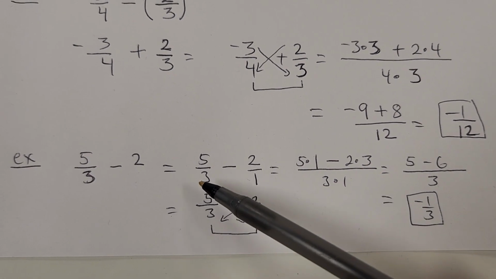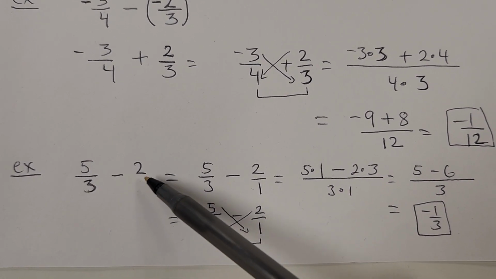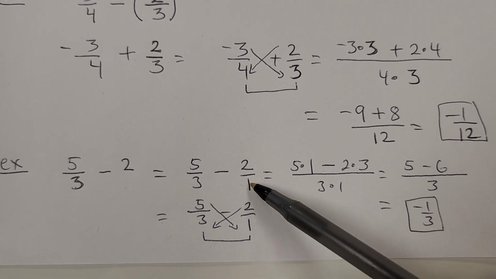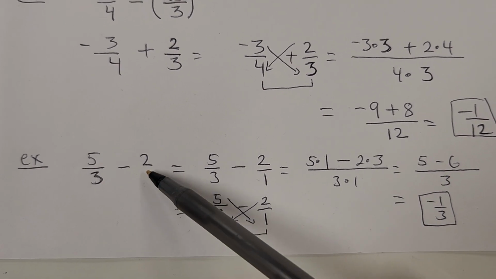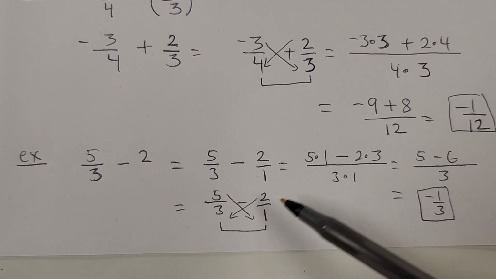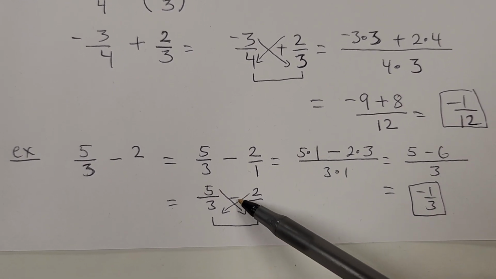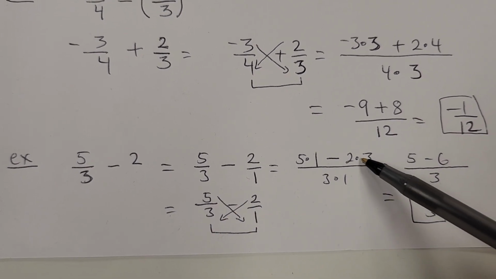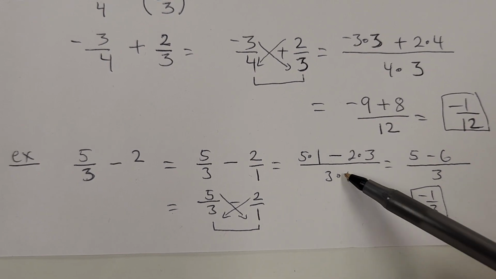Okay, so one more time. If I don't have a denominator in the bottom, you can write it as 2 over 1. Always put 1 underneath if there is no denominator. Cross multiply, 5 times 1, which is here. Don't forget the minus, which is here. 2 times 3, which is here. 3 times 1, which is here.